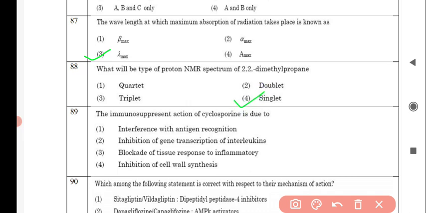Next question is the immunosuppressant action of cyclosporin is due to, and the correct answer is option number 2, due to inhibition of gene transcription of interleukins.